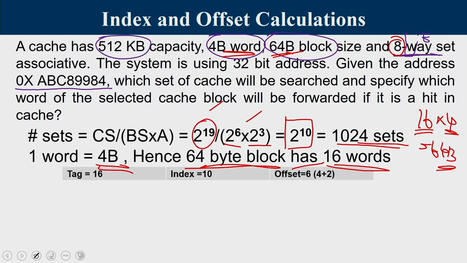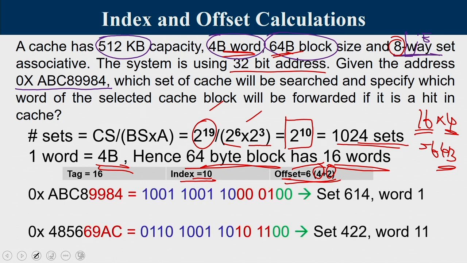So, I have 10 bits for the index and 6 bits for the offset. Out of the 6, the first 4 bits will tell you the word number and the next 2 bits will tell you the byte within that word. Anyway, the last 2 bits are not relevant. If it is a 32 bit address, as mentioned, out of the 32 bits, the middle 10 bits are for the index, the last 6 bits are for the offset and the most significant 16 bits are used for the tag.